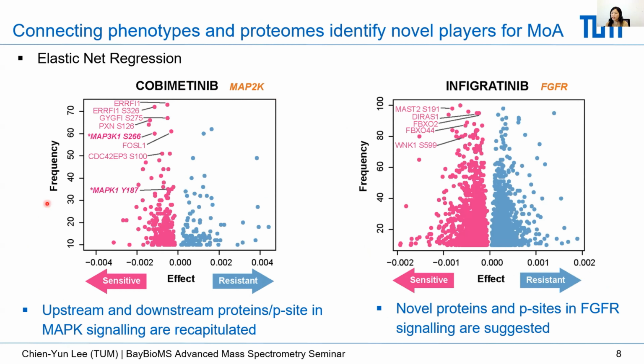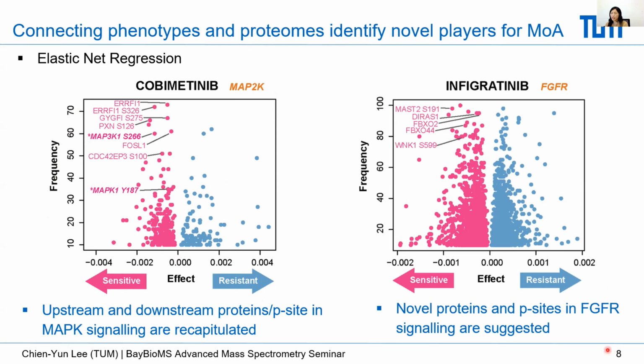On the y-axis, you can see how many times this protein or phosphosite was picked when the analysis was performed 100 times. So the higher the frequency, the more this protein or phosphosite is highly associated with the drug sensitivity. And the effect on the x-axis indicates whether they are related to resistance or sensitivity of this drug.